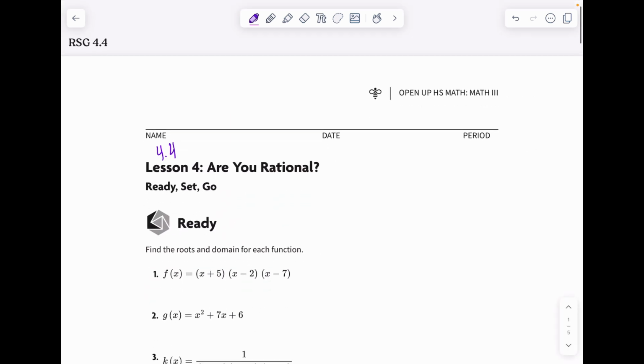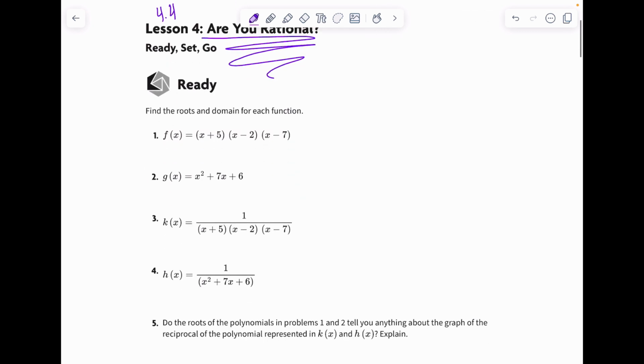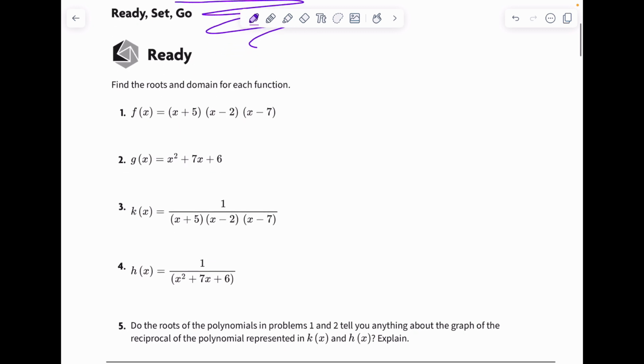4.4. We're talking about are you rational, right? So, are you rational? What does rational even mean? So, let's dive into our ready, set, go. Find the roots and domain for each function, okay?